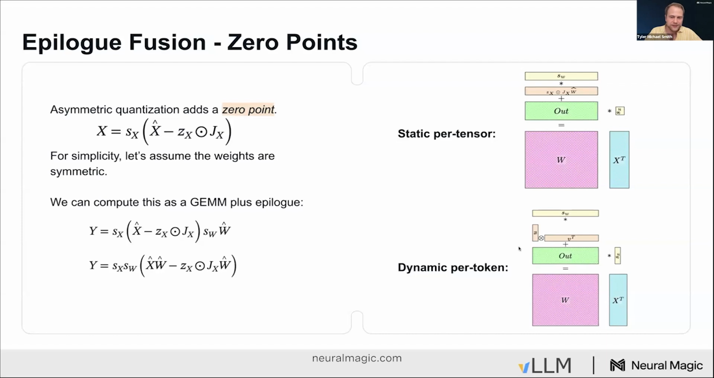The dynamic per token case is a little bit more complicated, where we can't totally pre-compute this because this z sub x becomes a column, and then this j sub x w hat becomes a row, and we end up having to do an outer product during the epilogue to compute the term. That would be very large if we pre-computed it ahead of time. And we also don't know the scales ahead of time in the dynamic case. So then we just do this outer product during the epilogue.